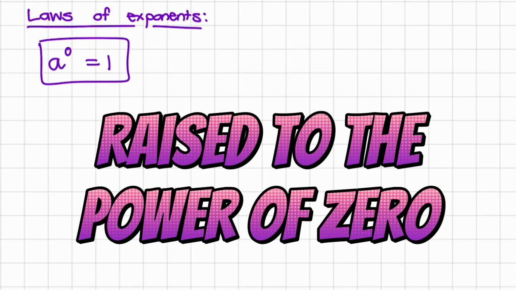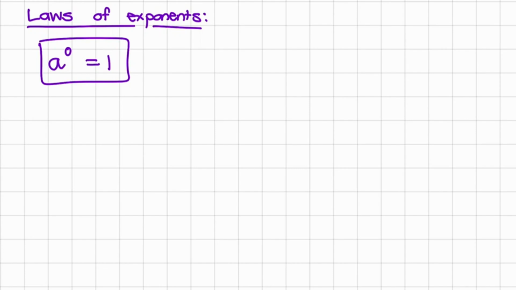In this video, we're going on with the laws of exponents for grade 8 mathematics, and I would like to explain to you why anything raised to the power of 0 is equal to 1. So if I say 2 squared divided by 2 squared, you would say that is the same as saying 4 divided by 4, which is equal to 1.